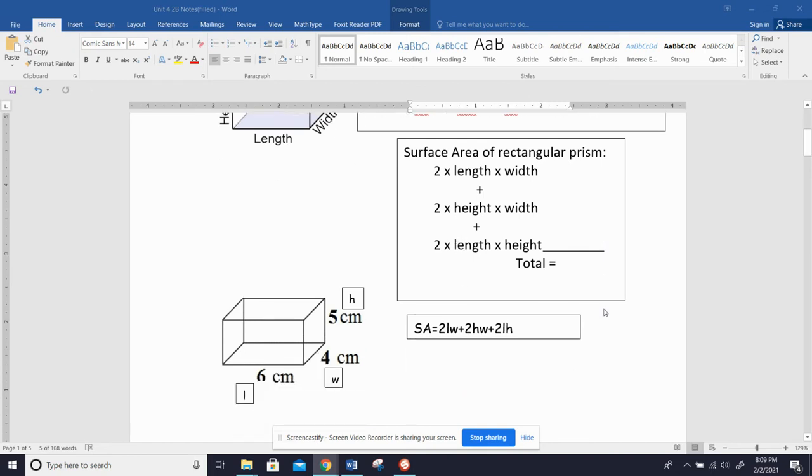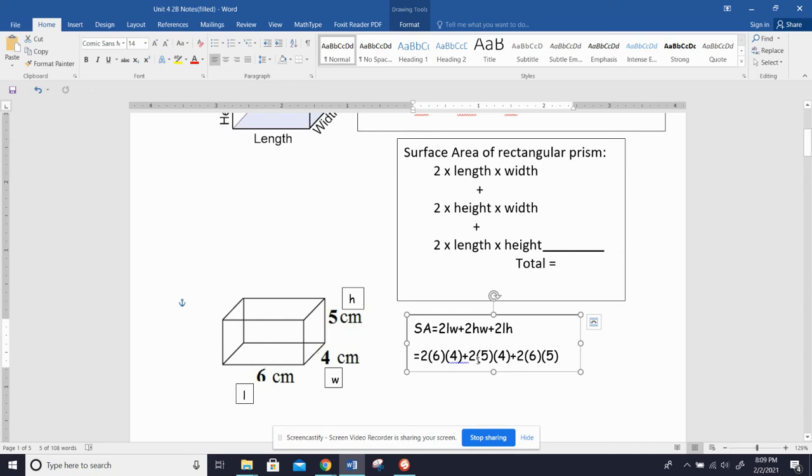So let's take a look at my first example. You can see here, I've already identified the H, the W, and the L. Again, it doesn't matter which one is which because I just have to keep things organized. And here's my formula. The first thing is to substitute into that formula. When I substitute in, here's the equation that I get.